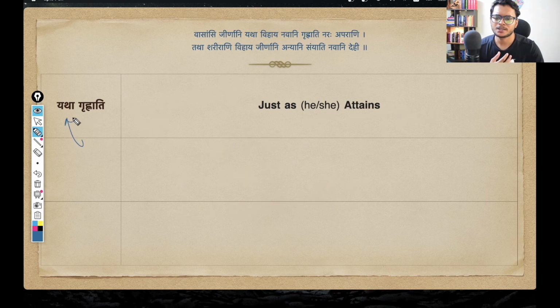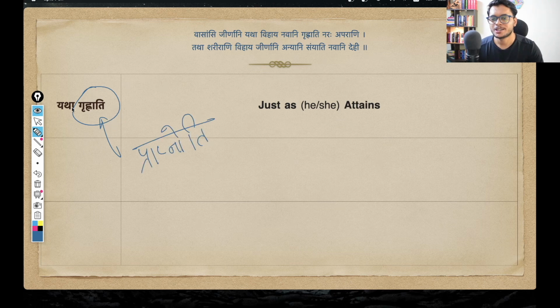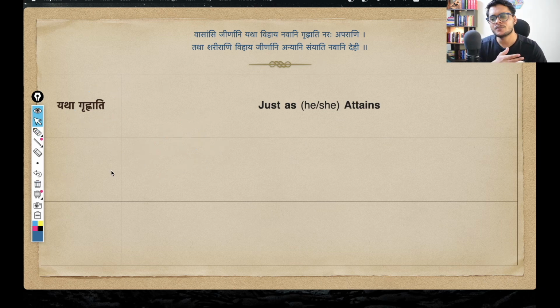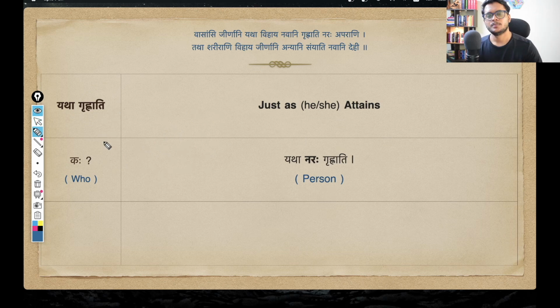And again, we are complementing this with this Yatha. So Yatha Grihnati, just as some person attains. Okay, in that sense, we are opening the decoding of the shloka. And what we discussed in the previous shloka is that with every Sanskrit word, try to find a synonym of it. So this Grihnati can very well be replaced with another Kriya Pada, Prapnoti, because Saha Prapnoti, he acquires. So we can replace this with this other Kriya Pada Prapnoti, which is coming from Ap Dhatu, another Dhatu. So try and see that for every word you can at least find one synonym. Okay, but anyways, Yatha Grihnati, just as some person attains. So obviously the question is Kaha Grihnati, that is, who attains?